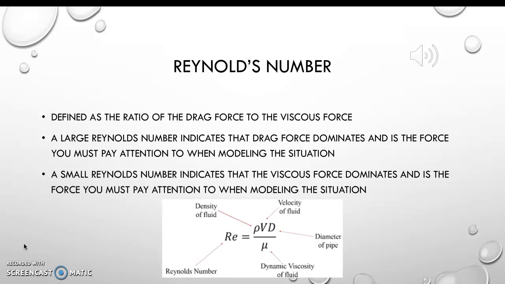Reynolds number is defined as the ratio of the drag force to the viscous force. A large Reynolds number indicates that the drag force dominates and is the force you must pay attention to when modeling the situation. A small Reynolds number indicates that the viscous force dominates and therefore is the force that you must pay attention to in that situation.